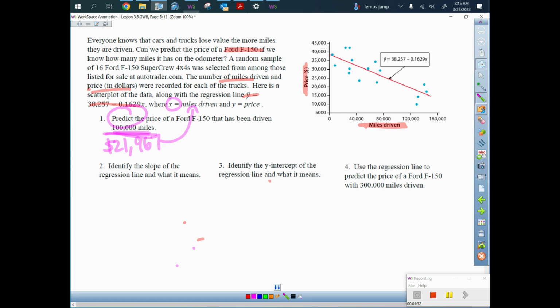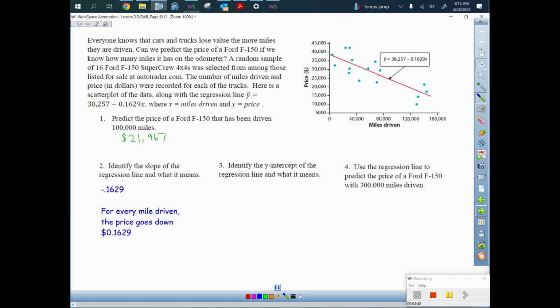Identify the slope. Could you guys just tell me, help me, which one of these two numbers is the slope? Is it the orange number or is it the blue number right here? Which one is the slope, orange or blue? The blue one. Positive or negative, guys? He's negative. So our slope is negative 0.1629.